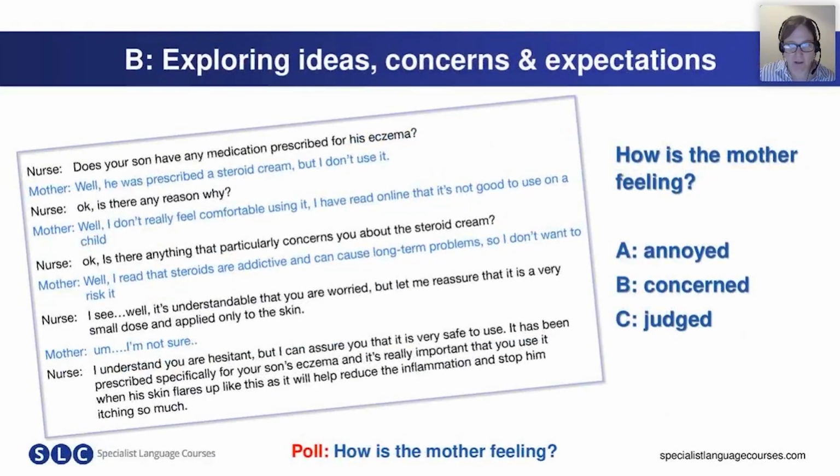Okay, so another poll. How is the mother feeling? So here you've got 3 options: A, annoyed, B, concerned, or C, judged. So when the poll comes up, choose which option best describes how the mother is feeling based on what you heard. So here comes the poll.